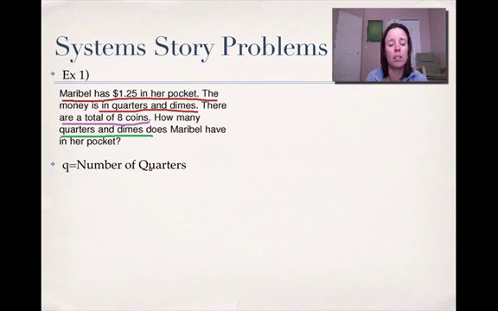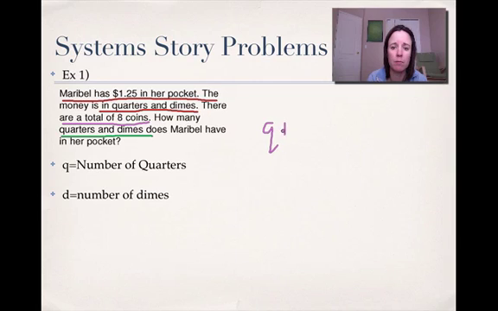We're going to let Q equal the number of quarters. We're going to let D equal the number of dimes. So Q plus D, the number of quarters she has plus the number of dimes she has, equals 8, because we're told she has 8 coins altogether.